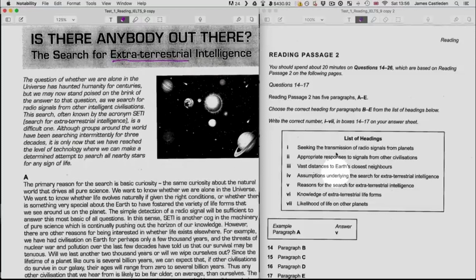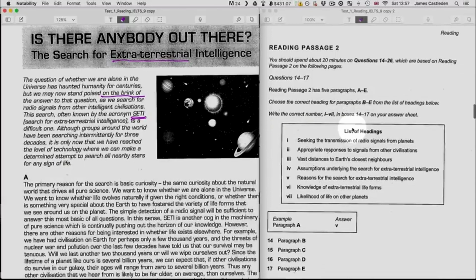Let's read the first paragraph, then we'll look at some of these. So the question of whether we are alone in the universe has haunted humanity for centuries, but we now stand poised on the brink of an answer. On the brink, so almost, we're soon to discover an answer to that question. As we search for radio signals, this search, known by the acronym SETI, is a difficult one. Although groups around the world have been searching intermittently for 3 decades, it's only now that we have reached the level of technology where we can make a determined attempt to search all nearby stars for any sign of life.